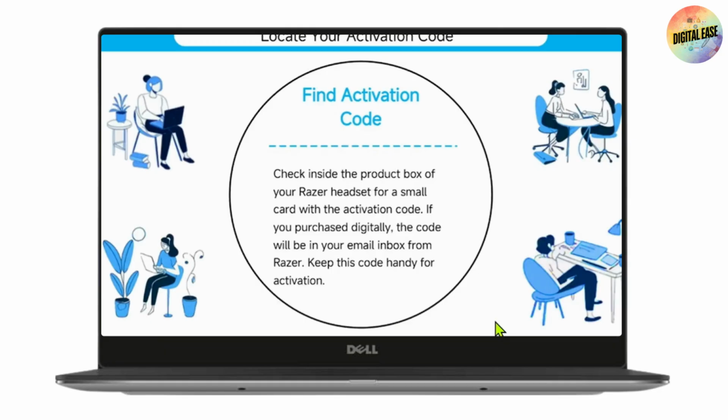And next, you get to find the activation code. If you purchased eligible Razer headsets, they usually come with a unique activation key. For brand new headphones, look inside the product box. You'll find a small card that has your activation key printed on it. If you bought your headset digitally, the activation key will be sent to your email inbox from Razer.